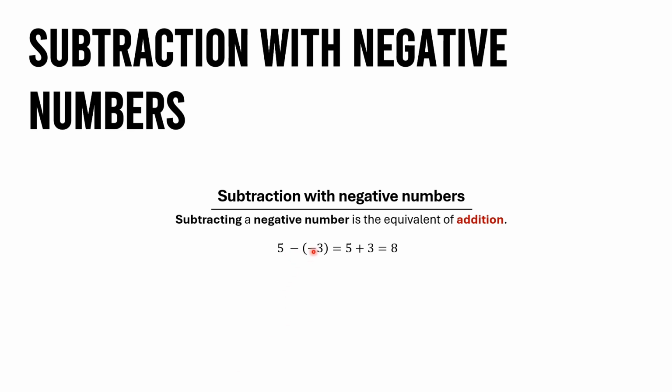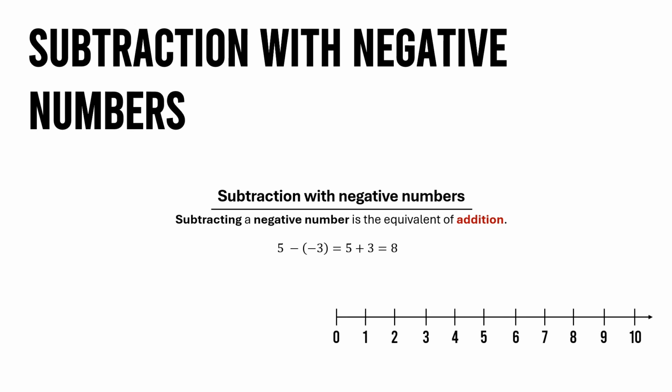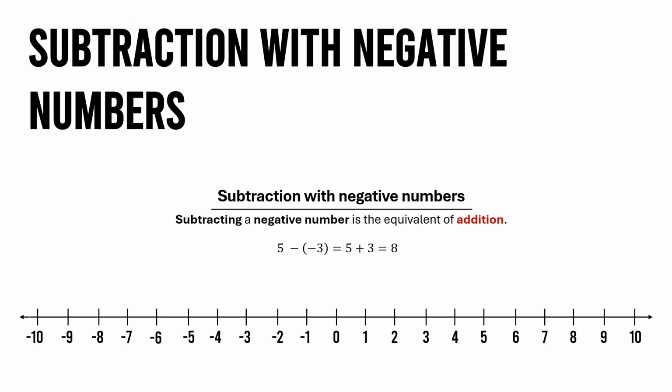Negative times negative results in positive. We will see why later. On the number line, we begin at 5, then move 3 units to the right, adding plus 3, landing on 8.